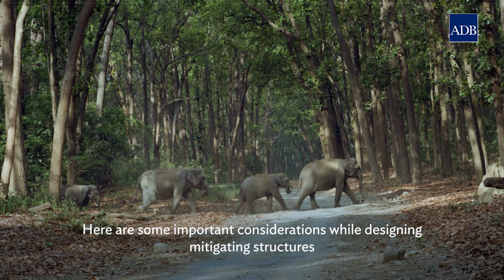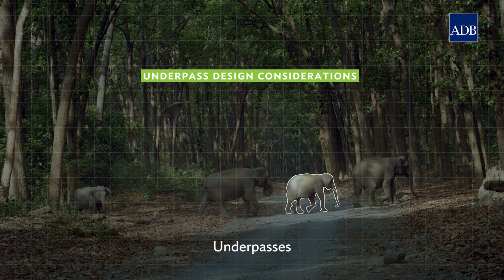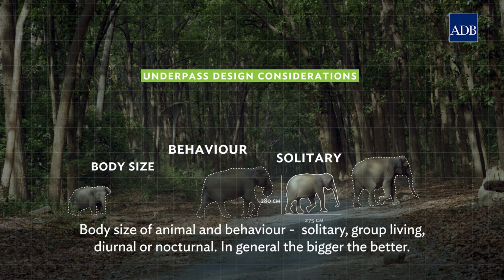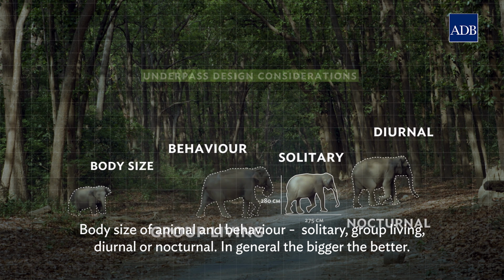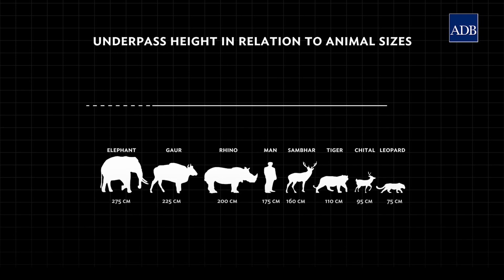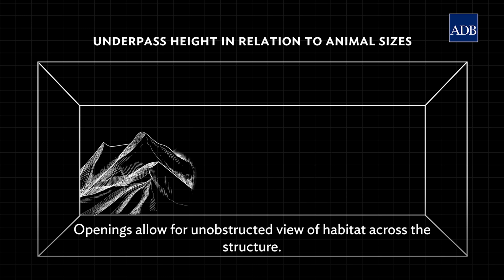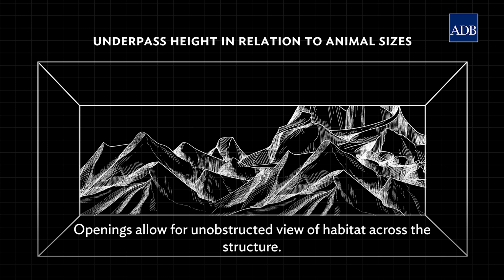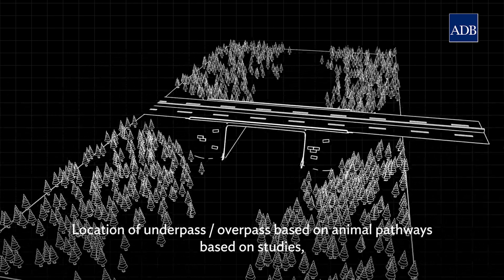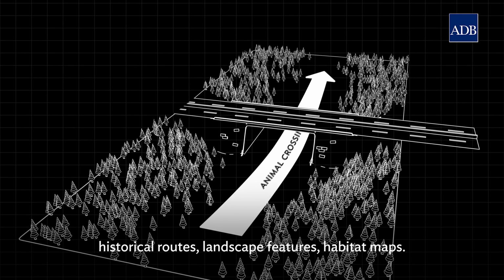Here are some important considerations while designing mitigating structures. Underpasses: body size of animal and behavior: solitary, group living, diurnal or nocturnal. In general, the bigger, the better. Height at least equal to width. Openings allow for unobstructed view of habitat across the structure. Location of underpass, overpass based on animal pathways, based on studies, historical routes, landscape features, habitat maps.